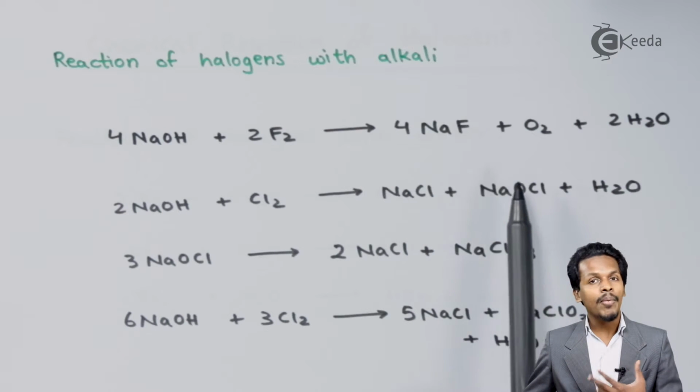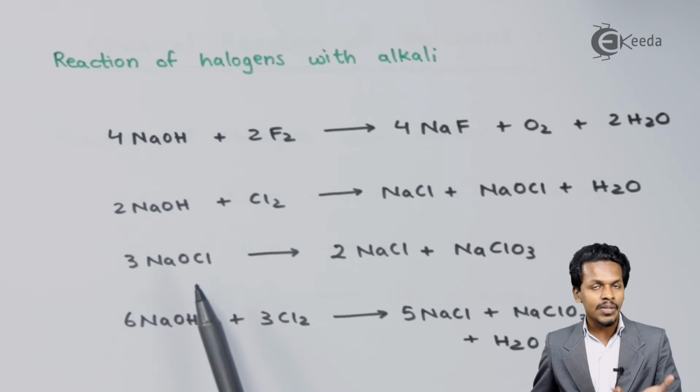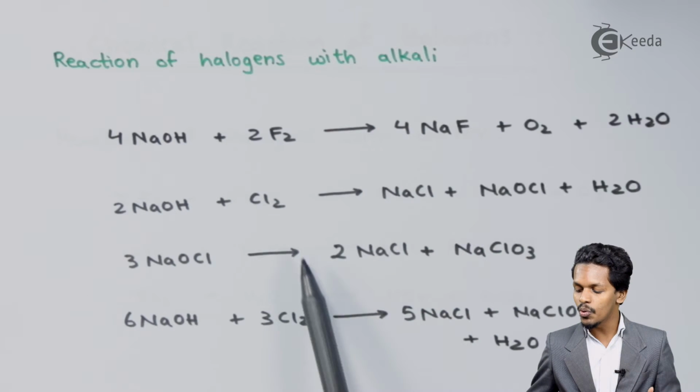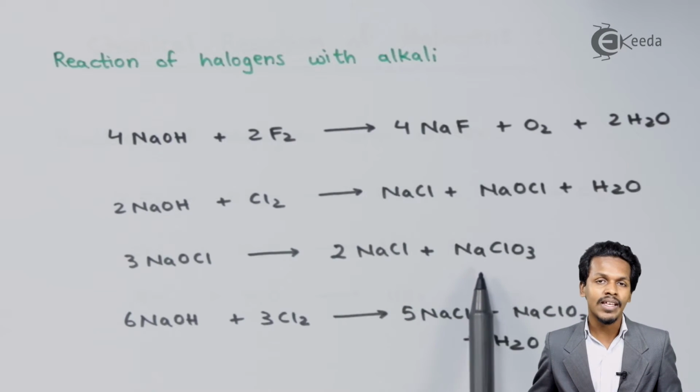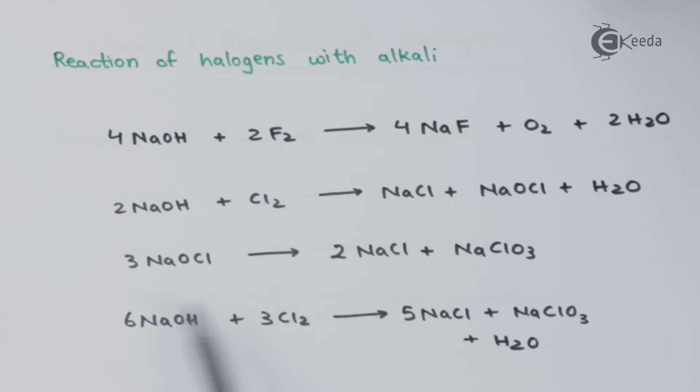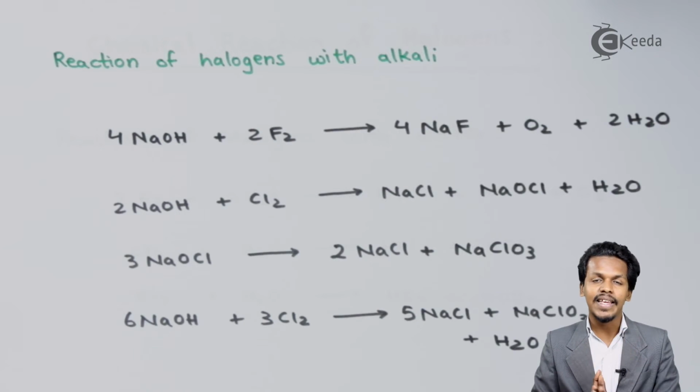But this sodium hypochlorite can be further decomposed to form 2 moles of NaCl, with the byproduct NaClO3, known as sodium chlorate. So the overall reaction is where 6 moles of NaOH react with 3 moles of Cl2. It will form 5 moles of NaCl and 1 mole of NaClO3, known as sodium chlorate, along with H2O. So this is the reaction of halogens with alkali. This also shows how reactive they are towards alkalis, and all the reactions I have discussed here are spontaneous reactions.